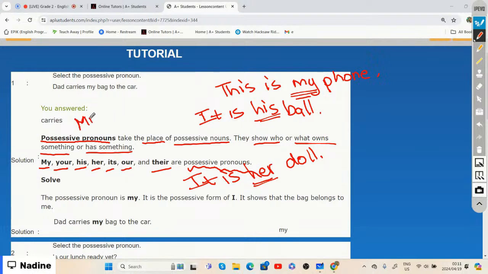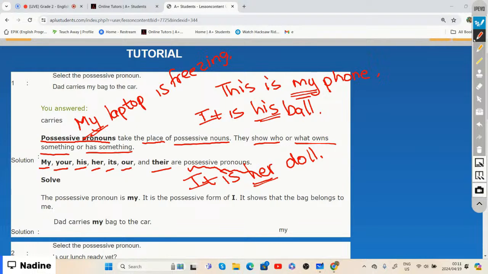My laptop is slow. For example, my laptop is freezing. Whose laptop is it? It's my laptop, instead of saying Miss Nadine's laptop or Nadine's laptop.